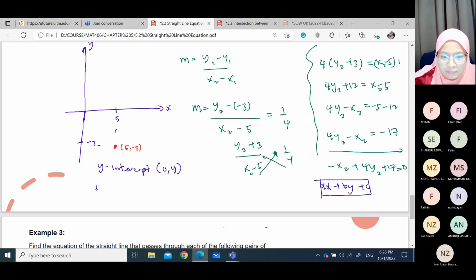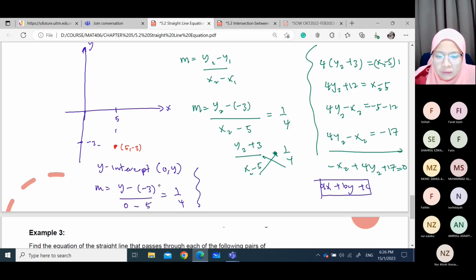Okay, so our m sama juga dengan y minus negative 3 over x, 0 minus 5, equivalent with 1 over 4. So 1 over 4 is our gradient. Okay. So kita selesaikan. So here we have y plus 3 over negative 5, equivalent with 1 over 4.